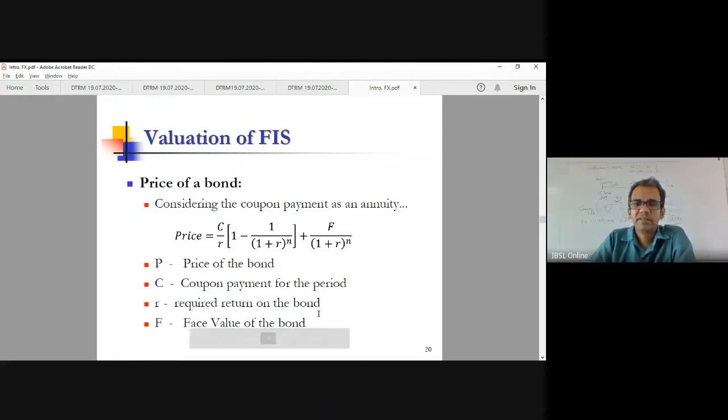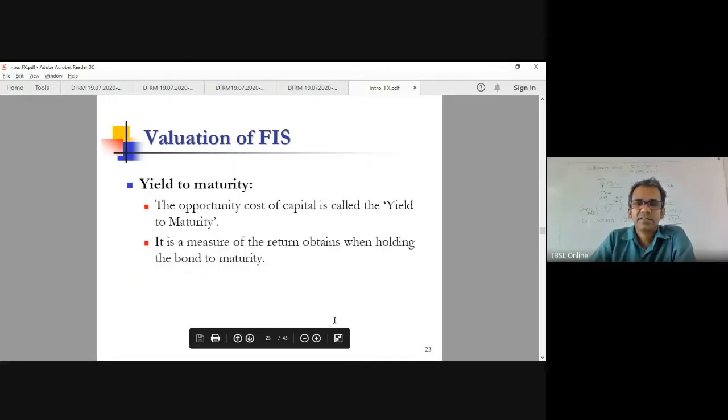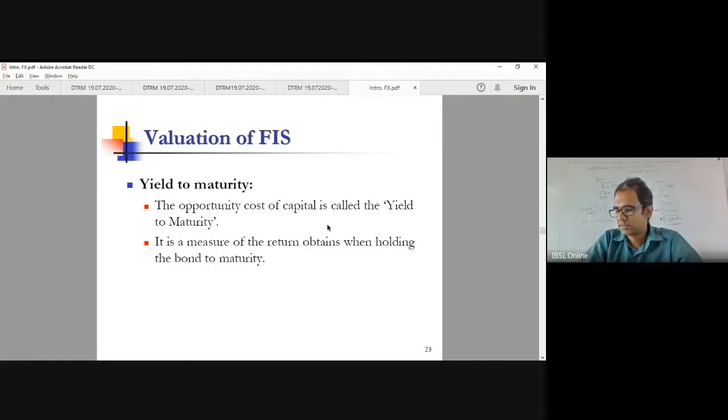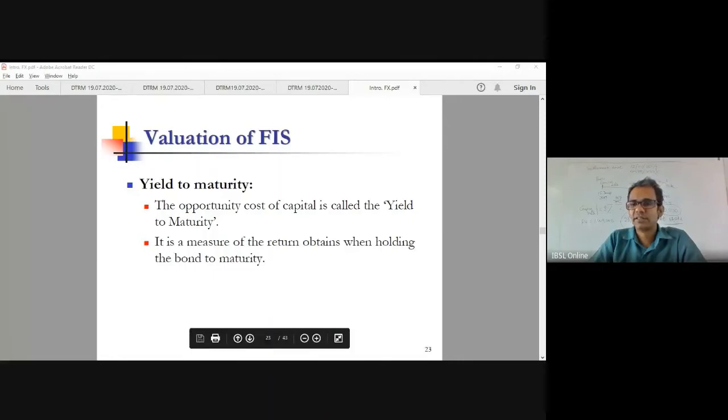After the break, we'll discuss yield to maturity and yield curves. Is it okay? If you have any questions, okay, we'll take the break. During the break also you can think about it. After the break, if you have any questions, please feel free to ask. So we'll take a 10 minute break. Now it's 10:40. We'll start at 10:50.